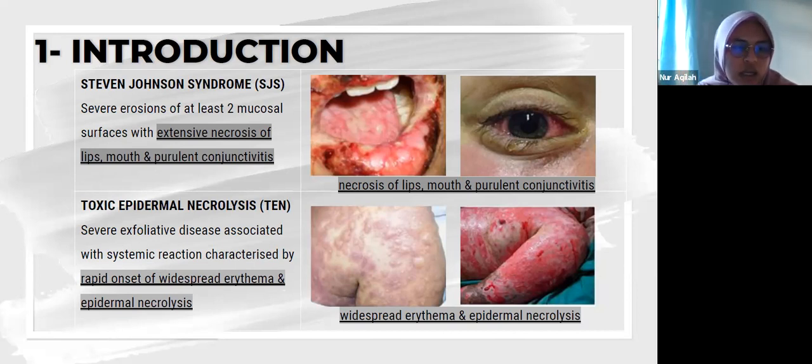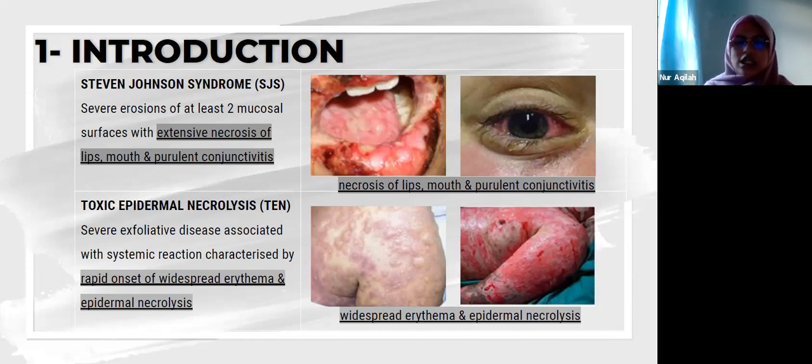Okay, and then over here, I also put the toxic epidermal necrolysis, which is a severe exfoliative disease associated with systemic reaction characterized by rapid onset of widespread erythema and epidermal necrolysis. Okay, so why TEN is being put here is because TEN is the severe form of SJS.